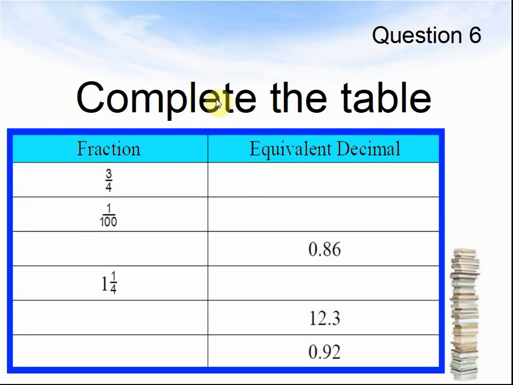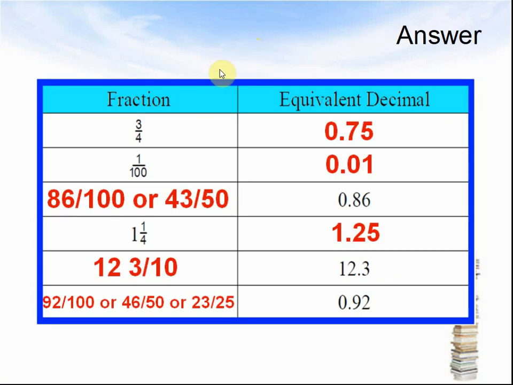Question 6. Complete the table. What is the equivalent decimal to each fraction? Pause the video until you are ready to see the answers. Here come the answers. The answers are 3 quarters is the same as 0.75. 1 hundredth is 0.01. 86 hundredths or 43 fiftieths is the same as 0.86. 1 and a quarter is 1.25. 12 and 3 tenths is 12.3. 92 hundredths, 46 fiftieths or 23 25ths equals 0.92. Let's look at the next question.